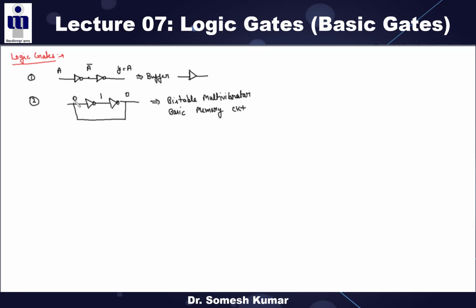In those circuits in which the output and the input remain the same, meaning 0 is here and this 0 is fed back to here, those circuits are called bistable multivibrators. So here the state remains stable. That's why it is called the bistable multivibrator. It is also called the basic memory element or basic memory circuit, right?